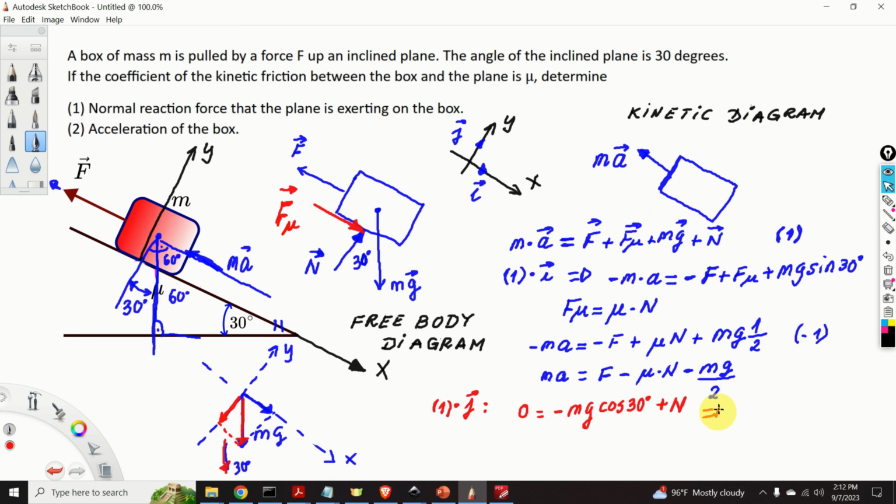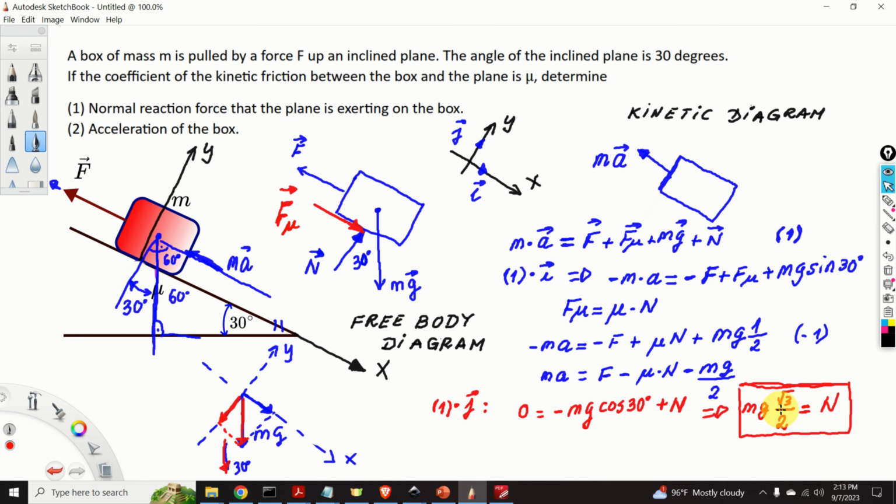We can write this equation like this. mg, what is the cosine of 30? Cosine of 30 is square root of 3 divided by 2. And this should be equal to N. And here it is. Here is the normal force. This solves the problem 1. However, we need to determine the acceleration of the box.